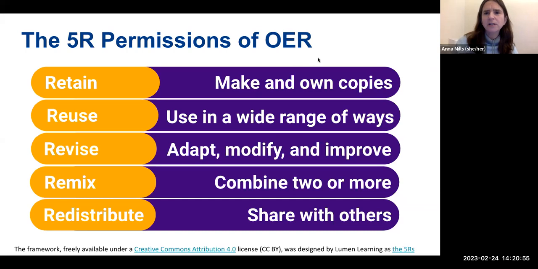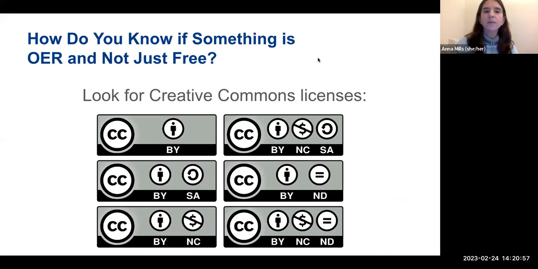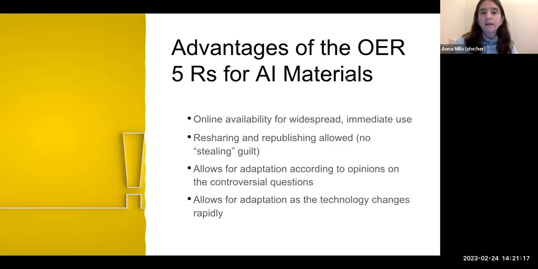So these permissions, which you'll know if you see the Creative Commons licenses on a document, CC BY, CC BY NC, CC BY SA. You might not always see the logos, you might just see the letters. But those letters mean that you have certain permissions that you can look up on the Creative Commons site. And this allows for widespread immediate use, resharing without stealing guilt, right? No apologies, republishing, that's what it's intended for.